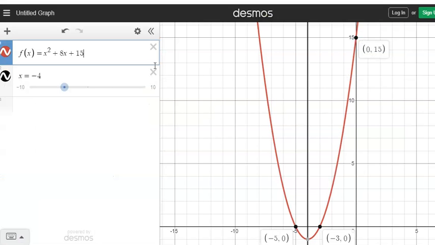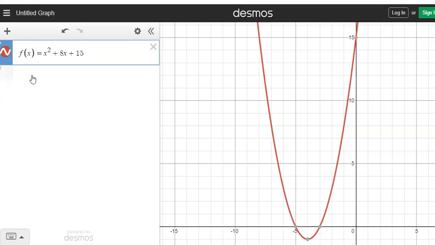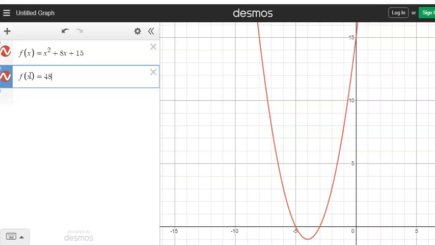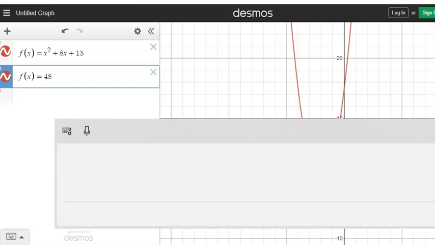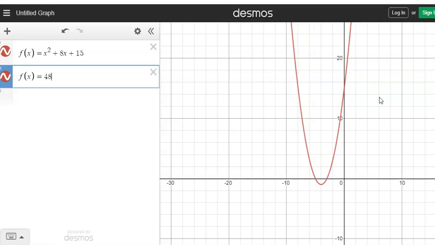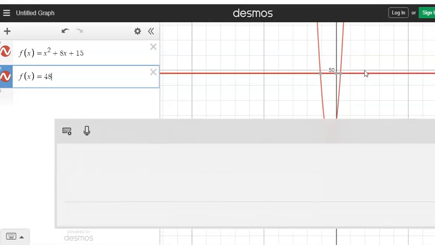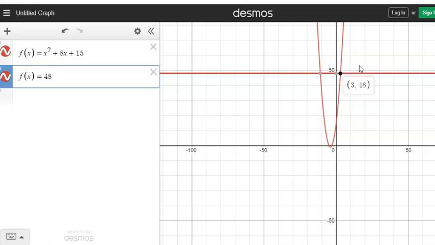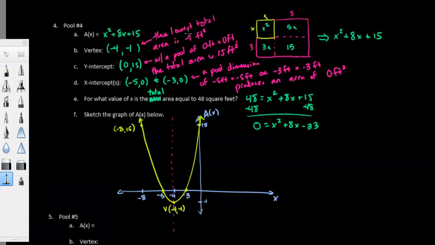All I'm going to do is come in here and say f of x equals 48, and if I zoom out here, it's going to tell me that an x value of 3 would give me a total area of 48, and that's going to be my answer. So I'm going to come back in here and say x equals 3.